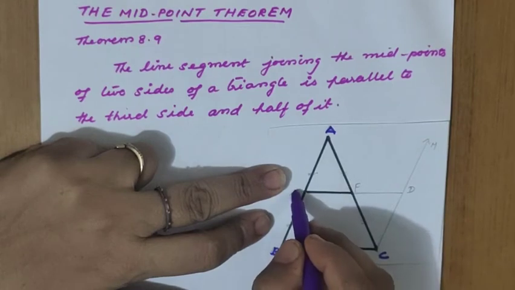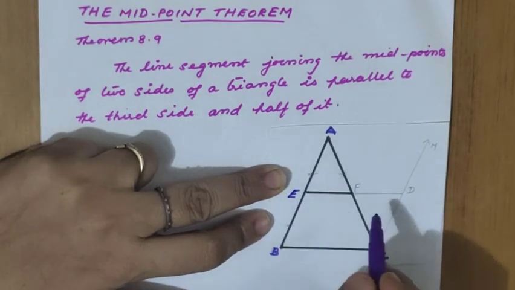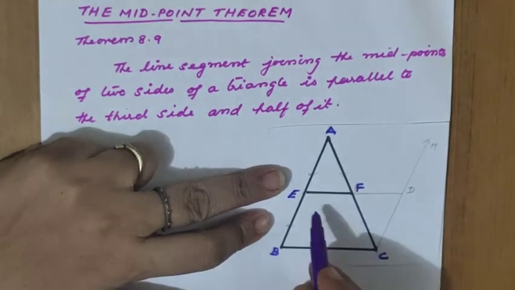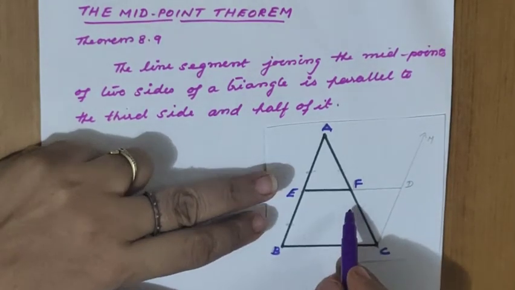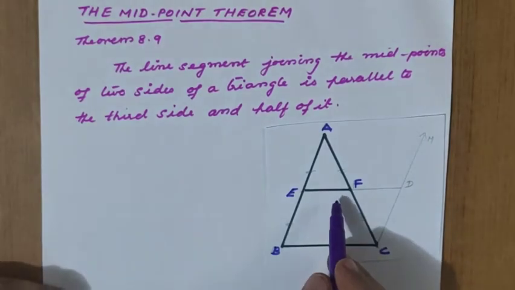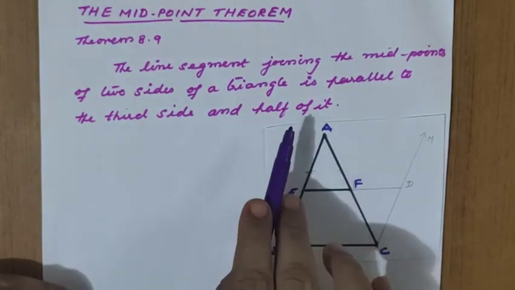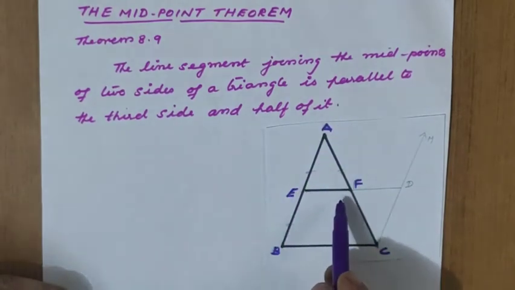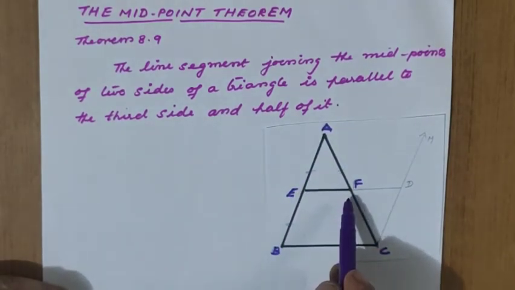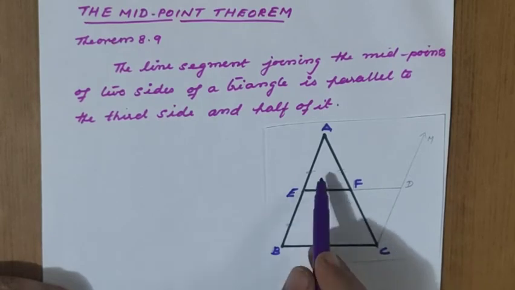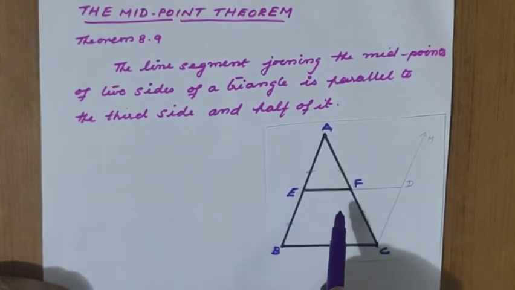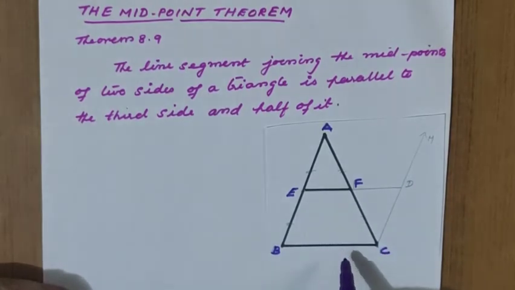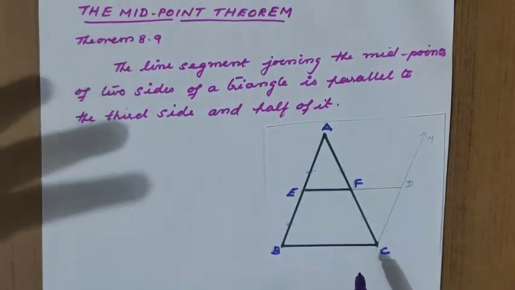So let us take E as the midpoint of AB and F as the midpoint of AC, right? So we have joined that line. If this is the line joined by the midpoints, then what is the condition? EF is the line segment joining the two midpoints of the sides of the triangle. So EF is parallel to BC and half of BC, right?